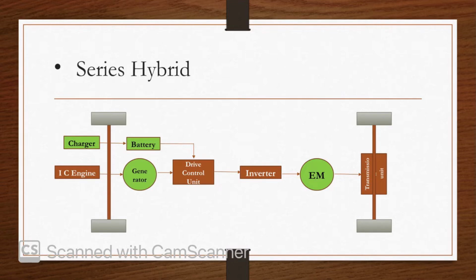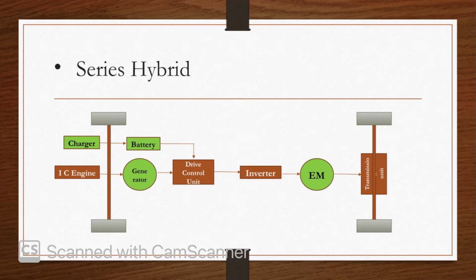Now we will see the power flow in the series hybrid electric vehicle. There are two types of power flows, first from the battery and second from the IC engine. The power from the battery is given to the drive control unit. Then it is supplied to the inverter. Then inverter supplies the power to the electric motor. Then this electric motor gives the power to the transmission unit, and at last the transmission unit gives the power to the wheels.